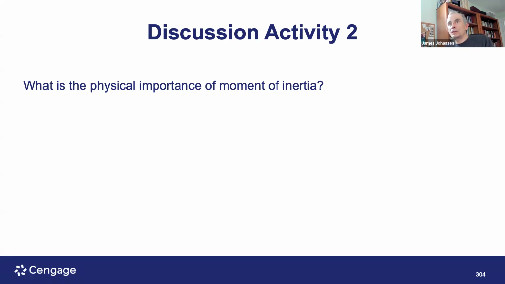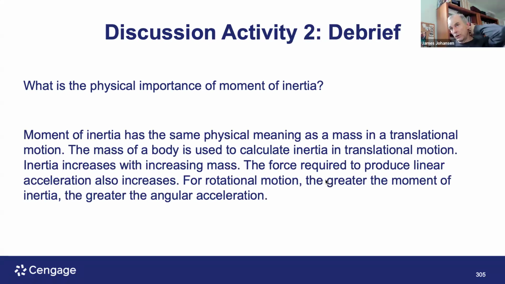What is the physical importance of moment of inertia? Moment of inertia has the same physical meaning as mass in a translational motion. The mass of a body is used to calculate inertia in translational motion. Inertia increases with increasing mass. The force required to produce linear acceleration also increases. For rotational motion, the greater the moment of inertia, the greater the angular acceleration.